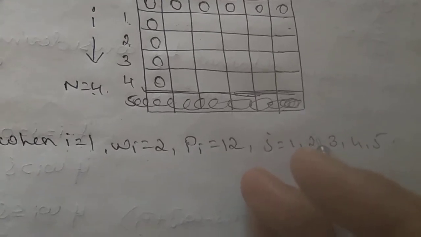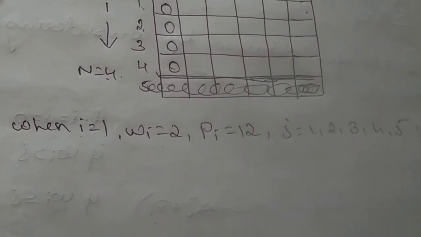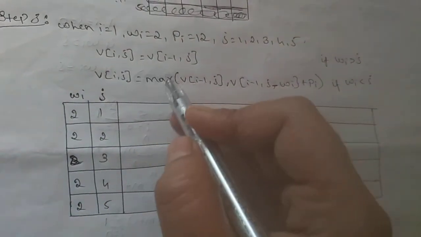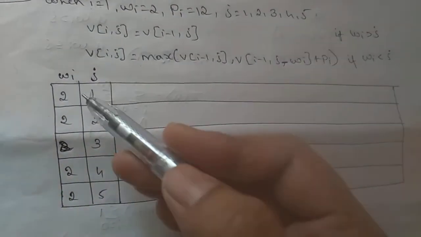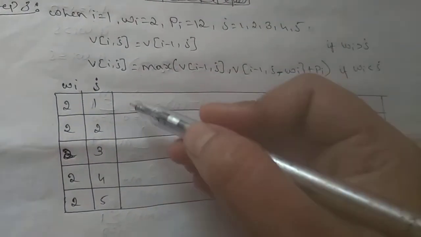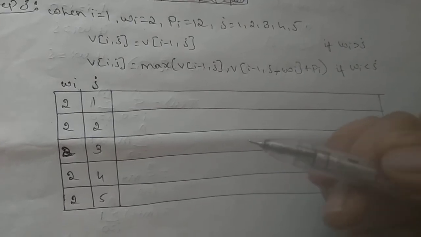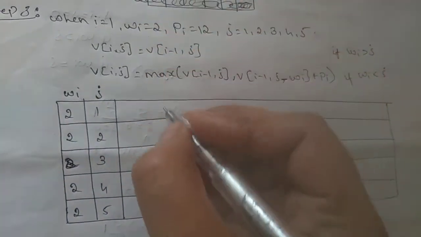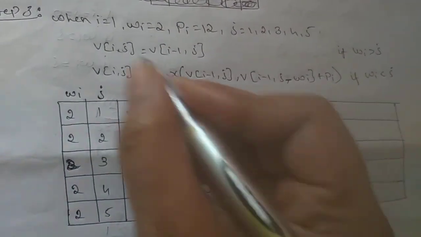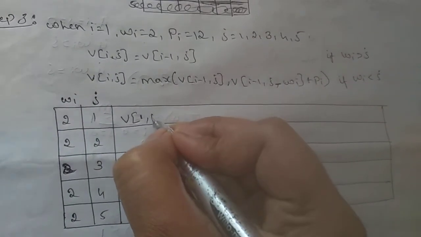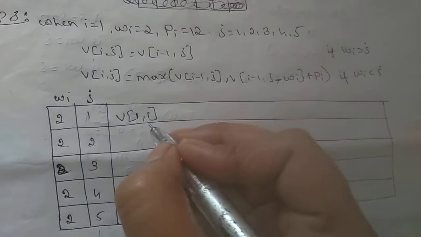Now I'll take one table and show you how you have to solve this. Yes, this is how we have to do step 3. You already know the formula, just write it down for your reference. So the wi value is given as 2 and the j value will vary from 1 to 5, so I have taken it as 1 to 5. Now we have to take Vij. What is i? It is 1. What is j? It is 1. So V of 1, 1.